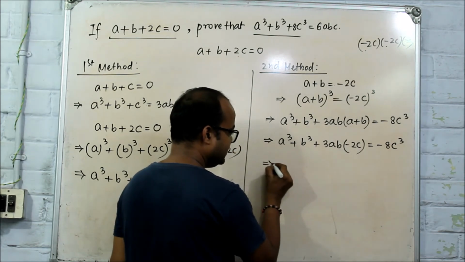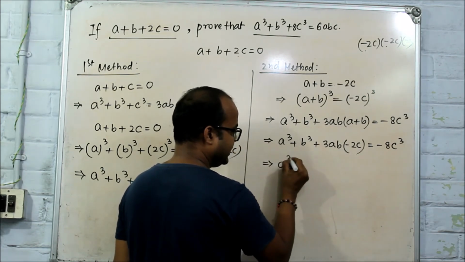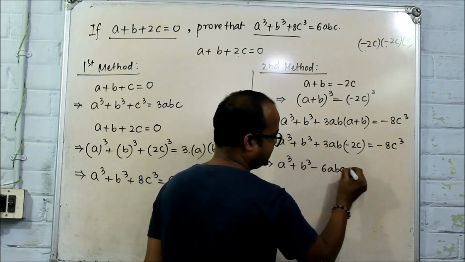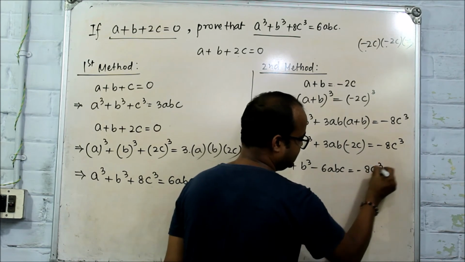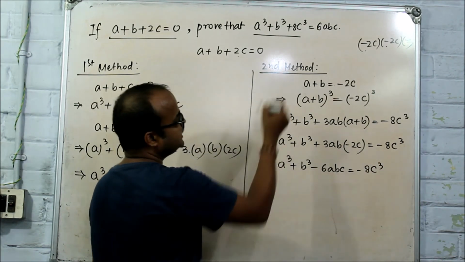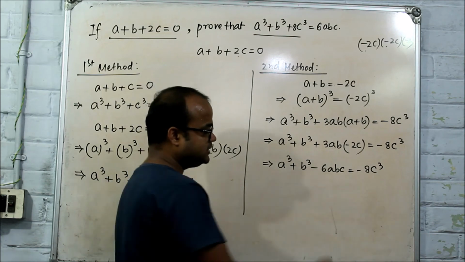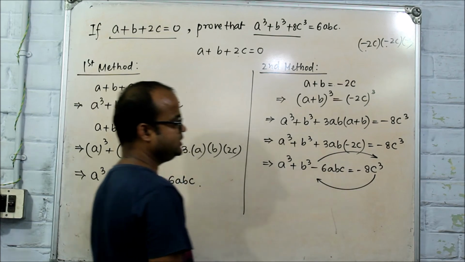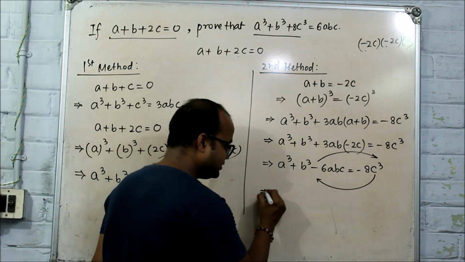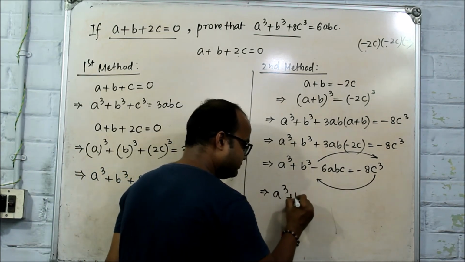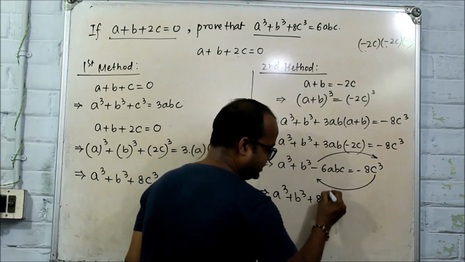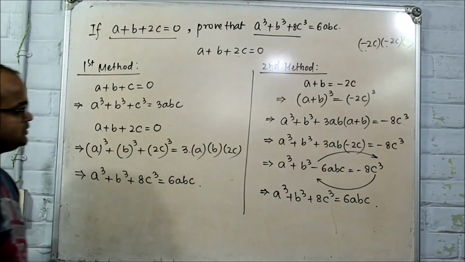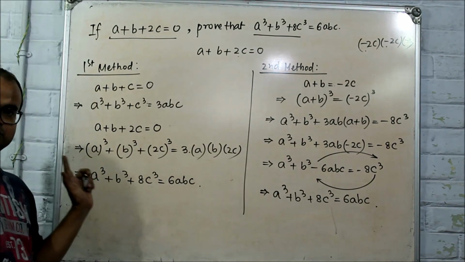Now let us multiply these two terms. So a cube plus b cube minus 6abc is equal to minus 8c cube. Now look at the proof. We take this minus 8c cube on this side and we send the 6abc on the other side. So we will get a cube plus b cube plus 8c cube is equal to 6 into a into b into c. Clear? So both ways you can use the formula.